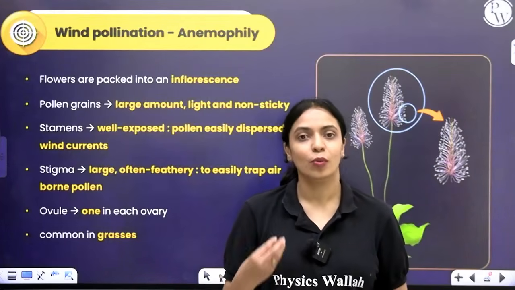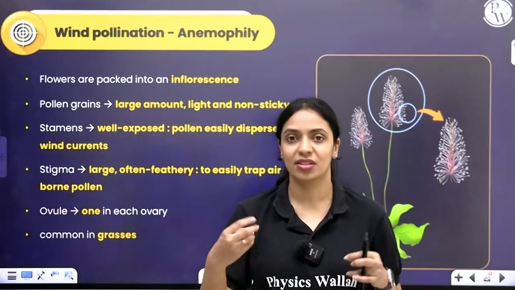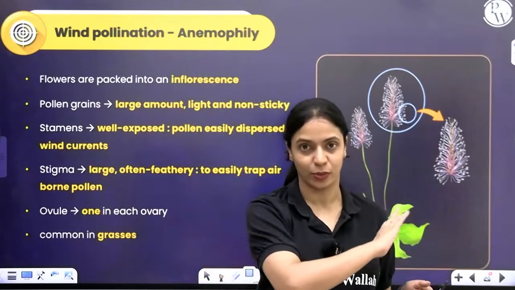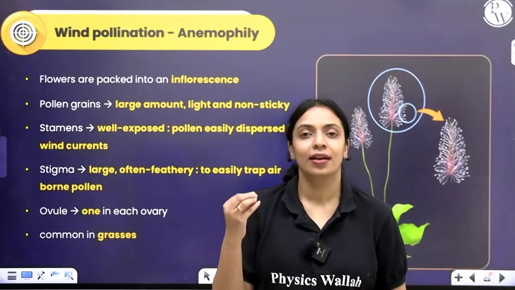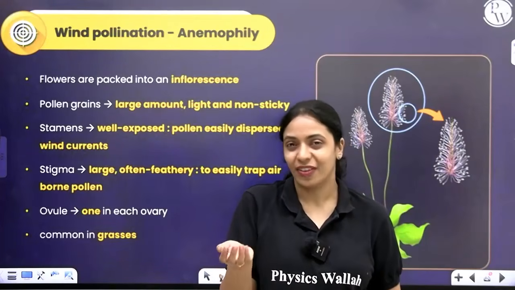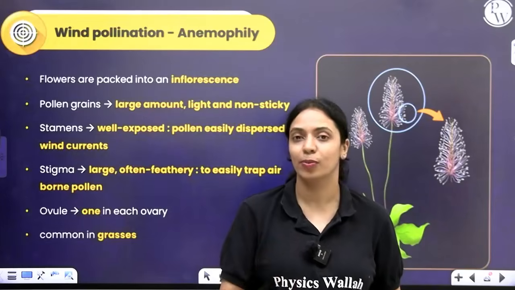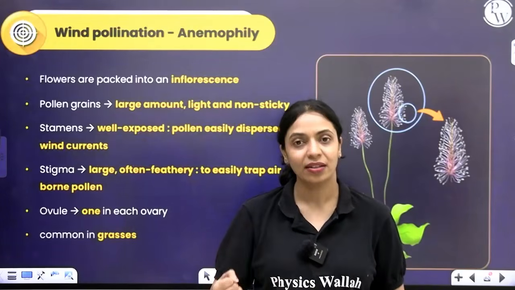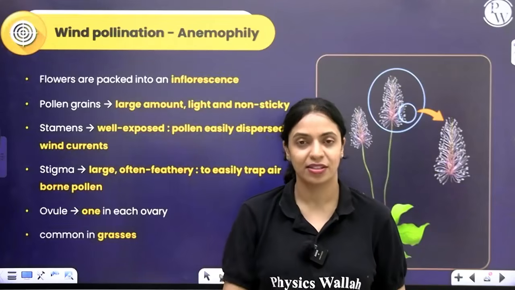So over here, what plants do, in order to make sure that the pollen grains released in the wind are carried by the wind to long distances and bring about effective cross-pollination, is that the pollen grains produced will be very, very light. They'll not be heavy at all. They will be very light and non-sticky also, so that the wind can transport them to long distances. That is about the pollen grains.